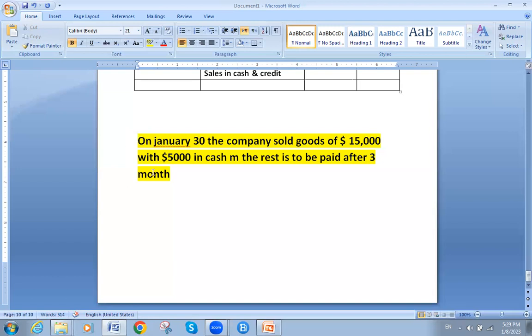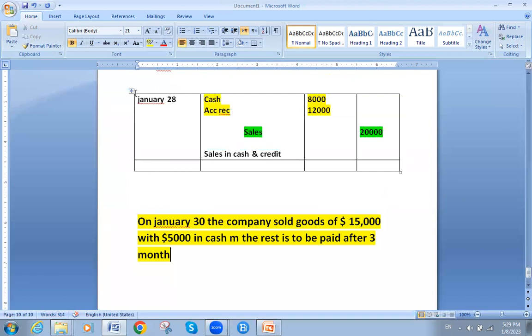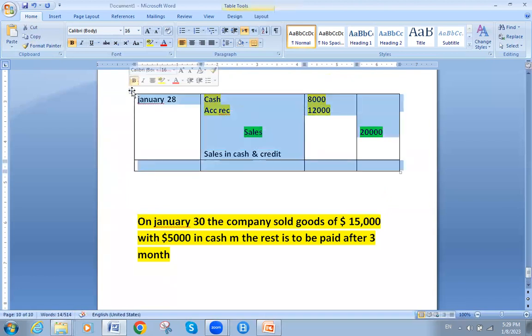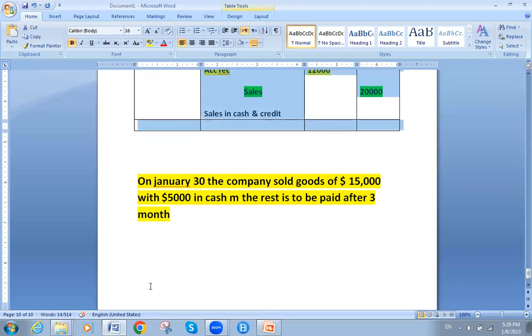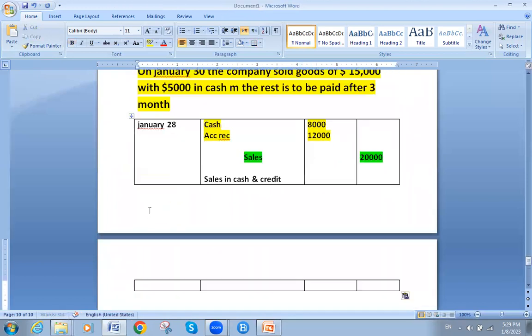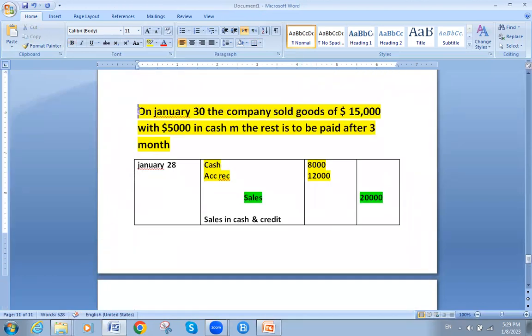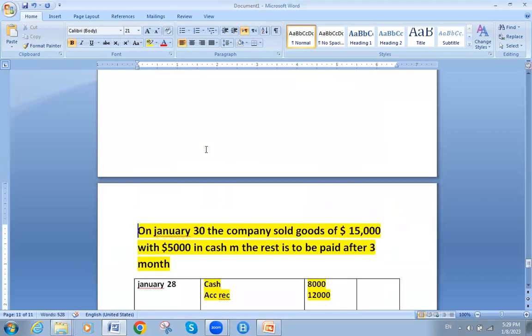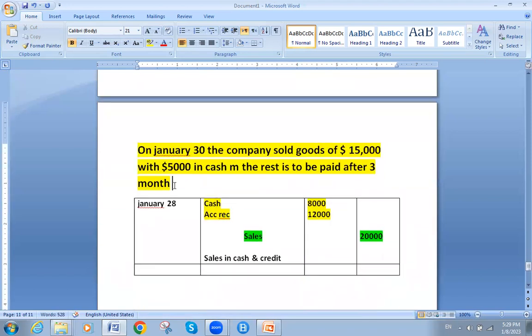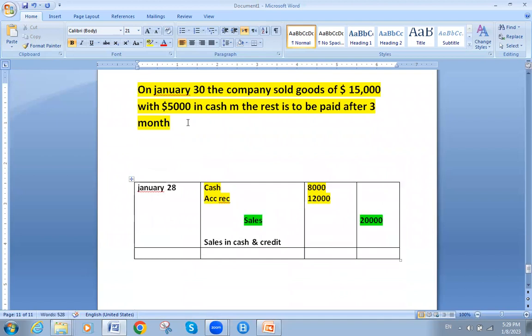So all we'll do now, I'll go back so that we'll not draw another table. This is the solution. We'll go for the solution right away. Here we go. Instead of writing a table, I took a copy and paste and I'll change it. This will be January 30.